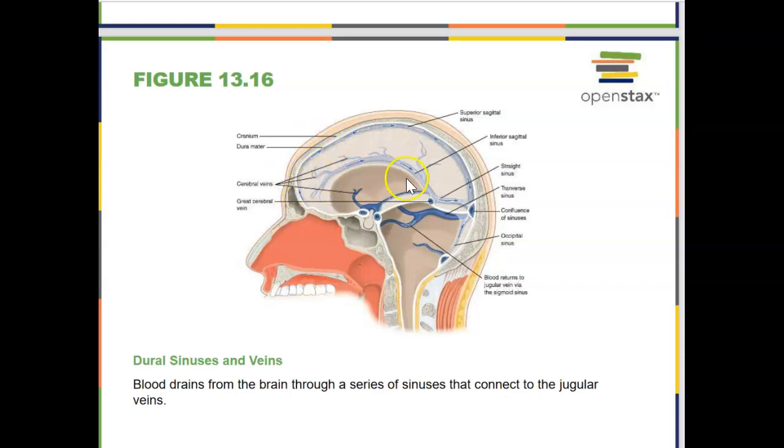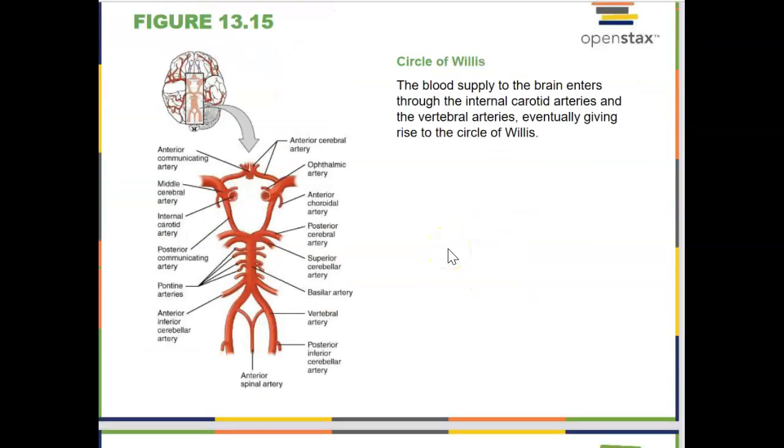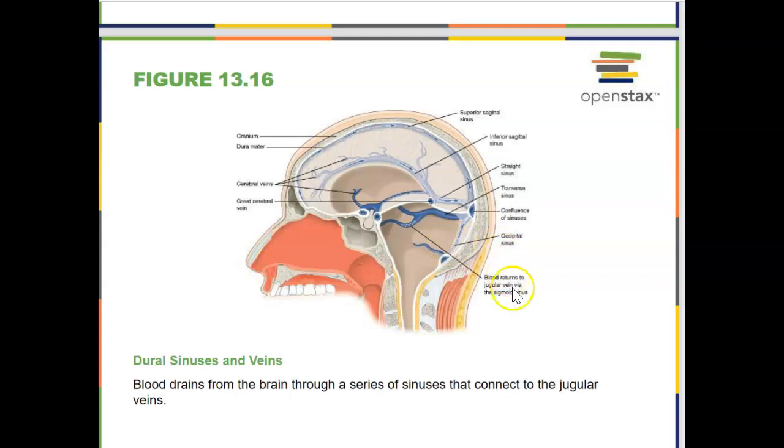Now remember, veins are taking blood back to the heart. So here we were looking at blood coming out to the brain. This is blood returning back to the heart. All right, so the blood in the brain drains into the jugular vein. Say that 9 times really fast, or even 3 times. The blood from the brain drains into the jugular vein.